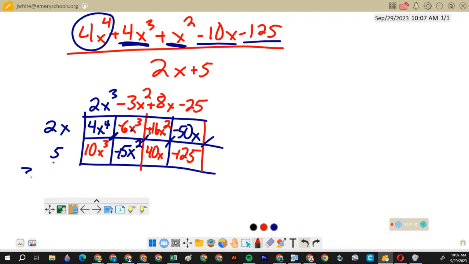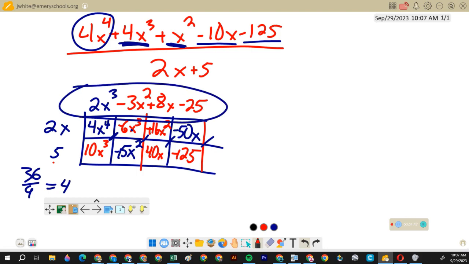Just like 36 divided by 9 is 4, with no remainder, this division had nothing left over. Everybody got the same number of Skittles, and there was nothing left over. So this is our answer: 2x to the 3rd minus 3x squared plus 8x minus 25.